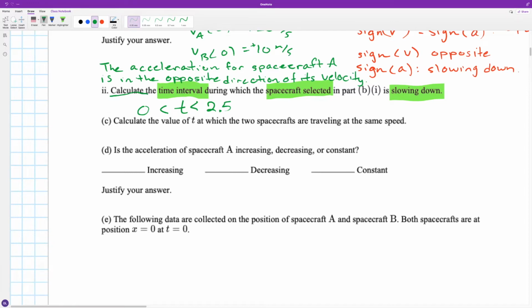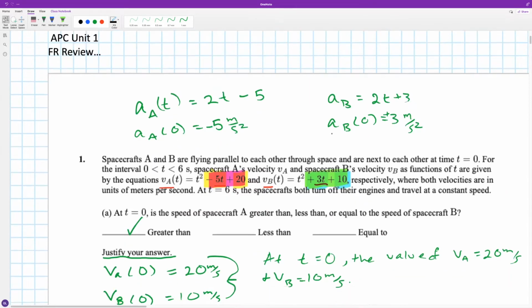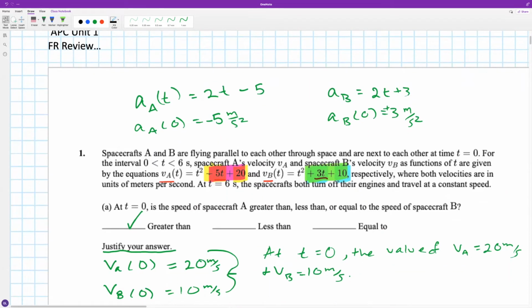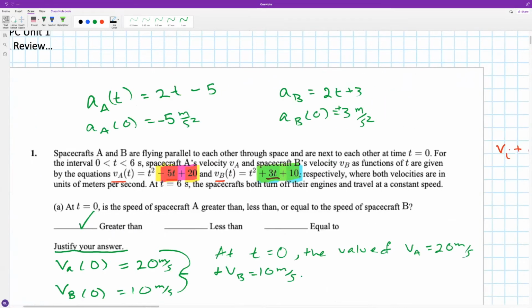Okay, here's the second question, or sorry, part C. Calculate the value of t at which the two spacecrafts are traveling the same speed. So, let's see here. If they have the same speed, these two equations have to have the same value. So let's set them equal to each other.